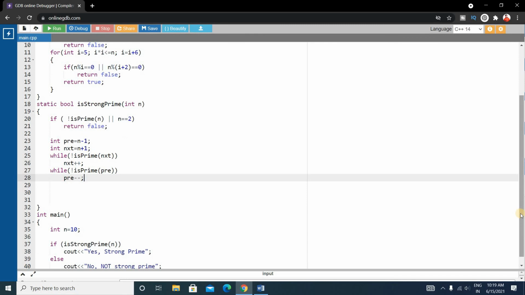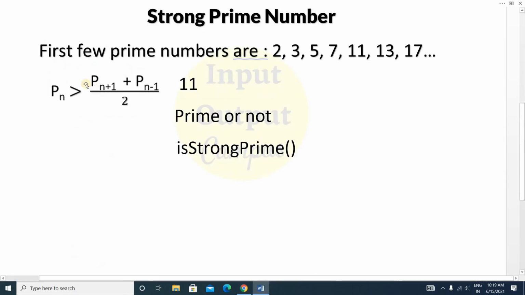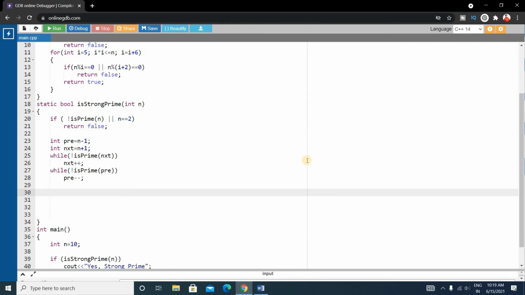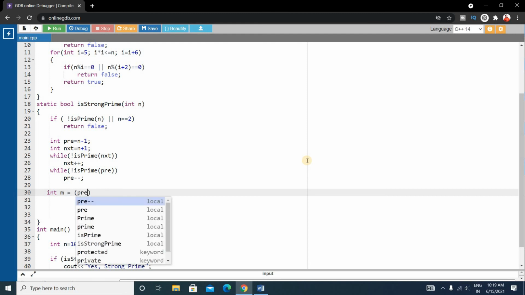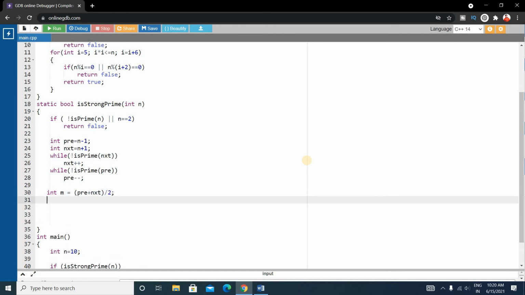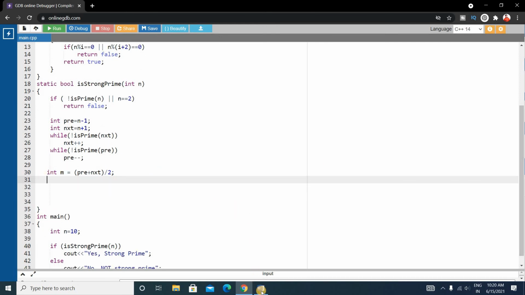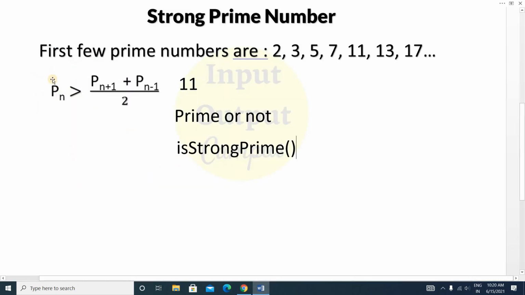When we get that number, we'll do this arithmetic operation. Here you can see this arithmetic operation; we'll check this condition. So for that write here another variable like m, and inside this write previous plus next divided by 2. So this is the arithmetic mean, and our prime number is this.